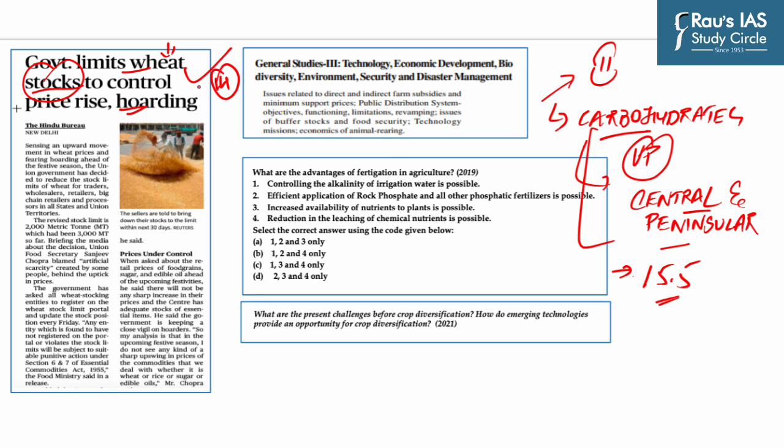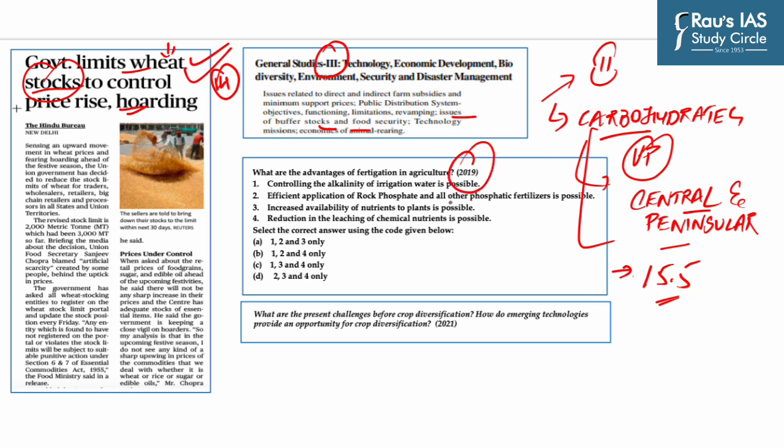Now the question is why we have taken this topic in our DNS discussion. As this topic revolves around the wheat stock limit, and as you know, issues of buffer stocks and food security are one of the prominent themes under GS Paper 3. Also, the theme of agriculture is important from the perspective of both the preliminary and mains examination.